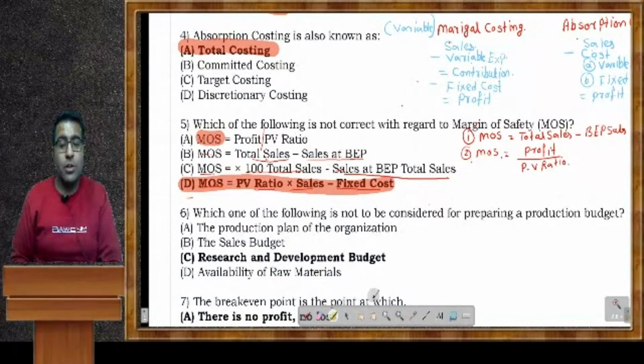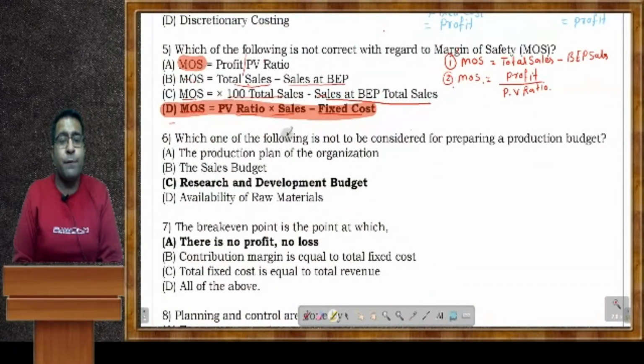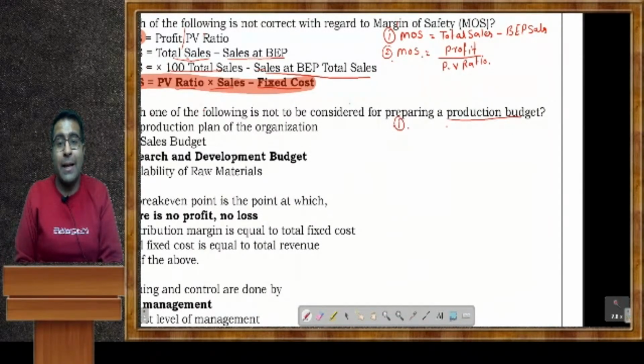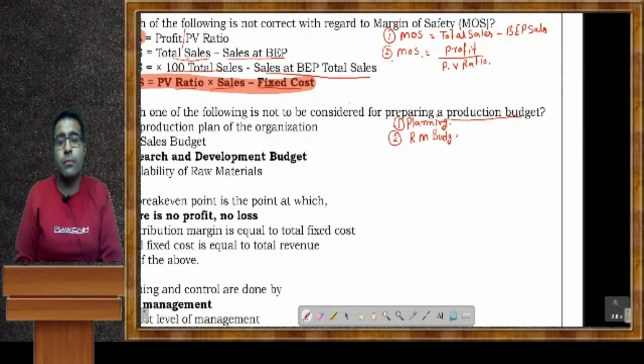Okay, next question. Which one of the following is not to be considered for preparing a production budget? If you are going to prepare any type of production budget, what things do we need? For preparing a production budget, first of all, we need proper planning. Then we have to think about the raw material budget. Then we have to check about material, labor and direct expenses budget.